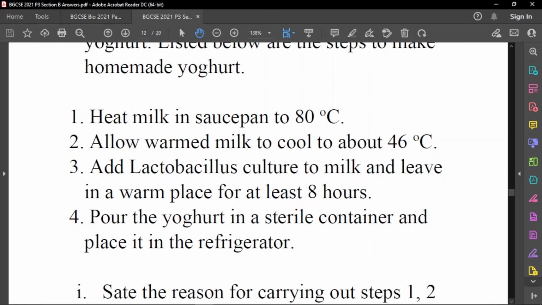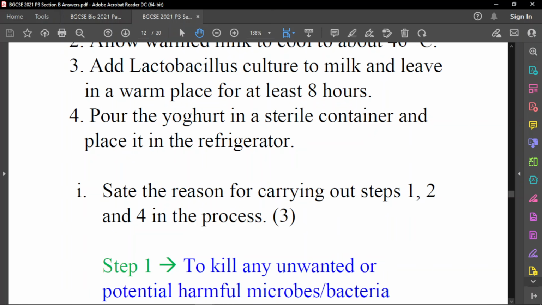Now, the lactobacillus is a bacteria, okay? I notice the word lacto coming from lactose, which means this bacteria will break down lactose, which is milk sugar. So they are very important for that. 4. Pour the yogurt in a sterile container, and sterile means free from microbes. To be sterile from something means that you're free from it. So a sterile container, and place it in the refrigerator.